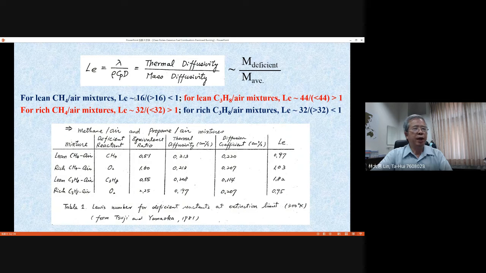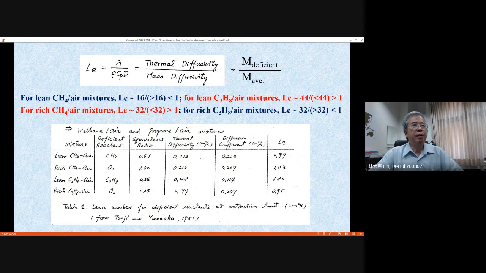Then when you compare 16 and the value larger than 16, you find the Lewis number here should be smaller than 1. Okay, remember, lean methane air mixture. For example, you check with the data from the table, lean methane air premixed flame, and here the equivalence ratio is 0.5, it's very lean, and here you can see Lewis number equal to 0.97. Very close to 1, but smaller than 1. But this small difference gives you a big difference in burning intensity. I will tell you this from the experimental data.